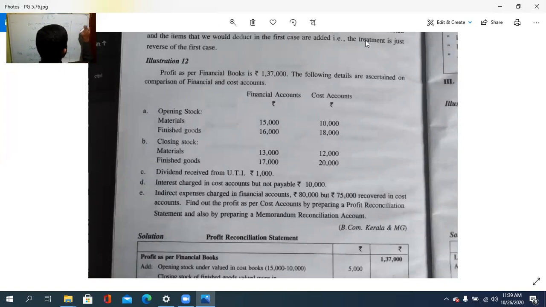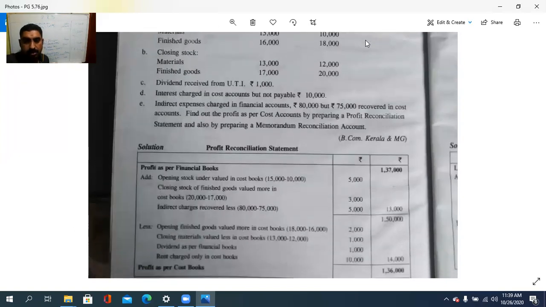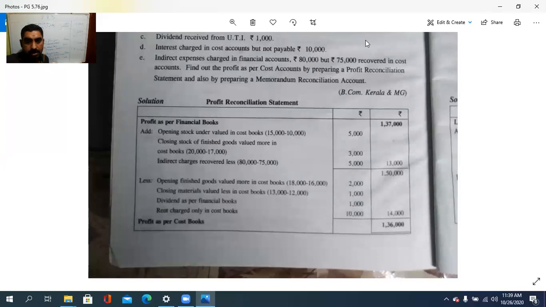1,50,000 is the total after adding those items. 1,50,000 minus 14,000 is 1,11,000. That's all, not adding. Okay. 50,000, 1,36,000. So it is profit as per cost books.